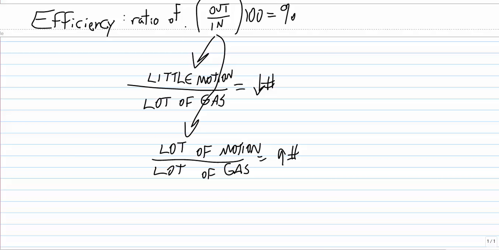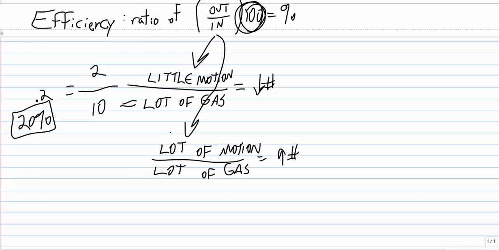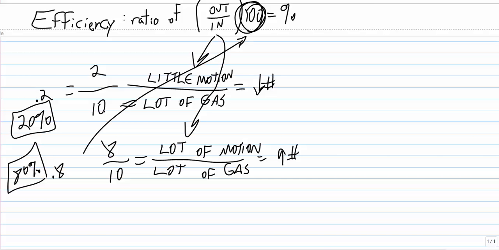Just to make up some examples here, let's say a lot of gas is represented by 10, I don't know. And let's say a little bit of motion is represented by 2. So 2 divided by 10 is 0.2. Multiply that by 100. 0.2 times 100 is 20. So we're just going to say this is 20%. And then let's say, once again down here, a lot of gas is 10. And let's say a lot of motion is 8. So 8 divided by 10 is 0.8. 0.8 times 100 is 80%. So that is basically the nuts and bolts of the efficiency equation.